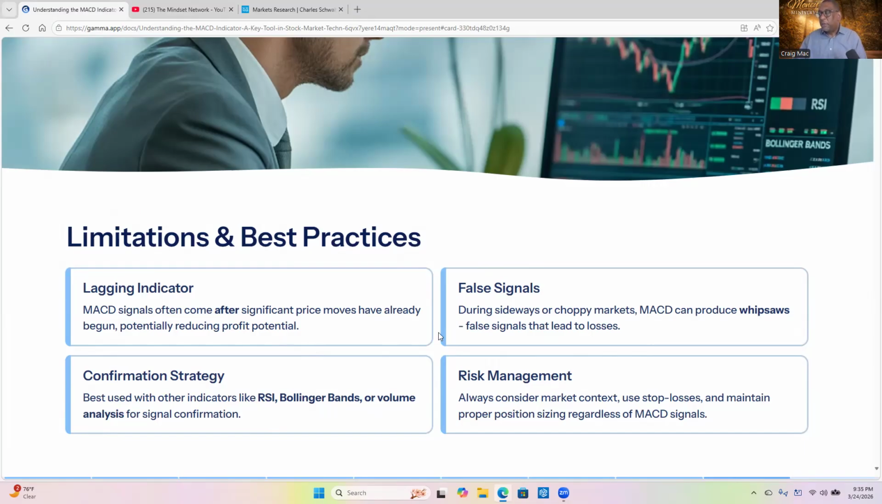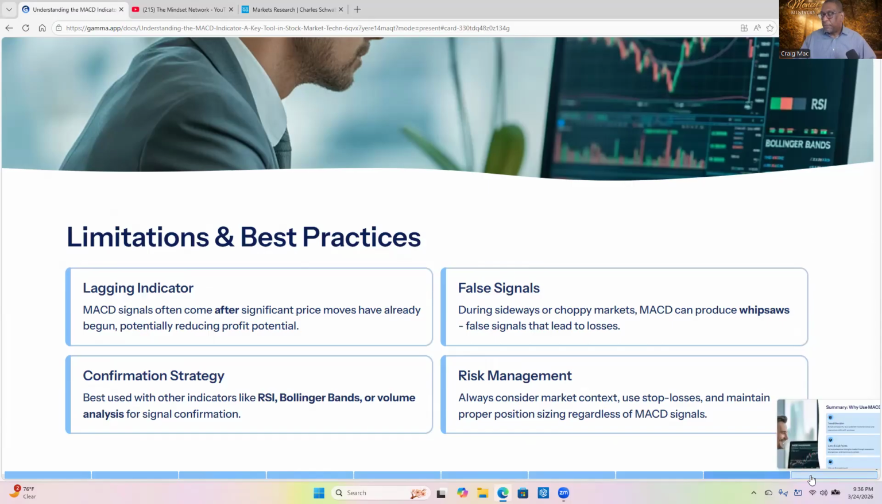What you have to look out for though is when it whipsaws, going back and forth during sideways and choppy markets. Risk management, always consider market context. Look at your overall market. Don't just look at the MACD for signals. You can use it to confirm your thesis for which way you think the market or particular stock is going. But you should use the MACD along with your other indicators to confirm your hypothesis.